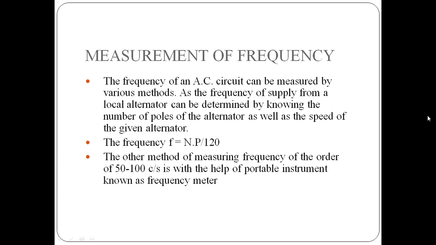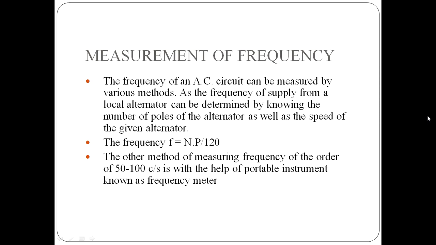The frequency of an AC circuit can be measured by various methods. The frequency of supply from a local alternator can be determined by knowing the number of poles of the alternator as well as the speed of the given alternator. As we already know, the frequency f equals N P by 120.